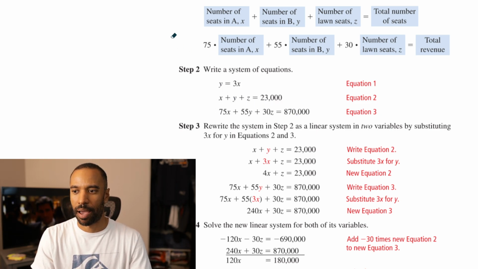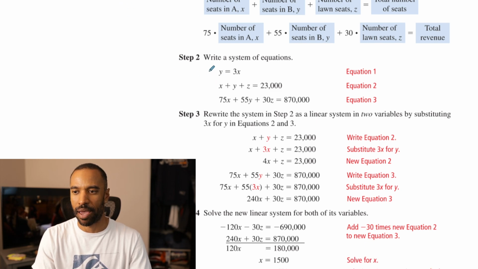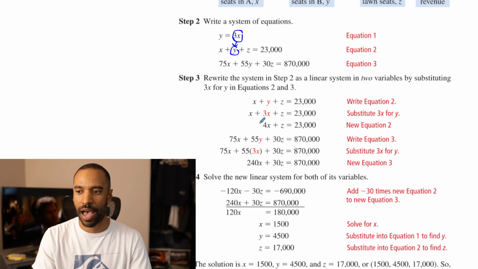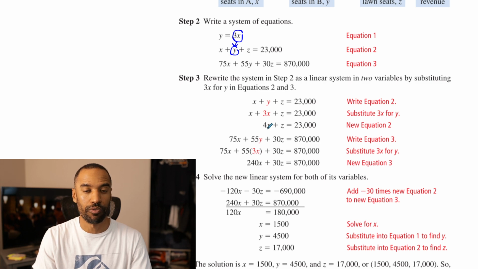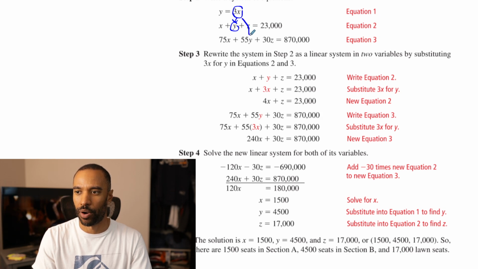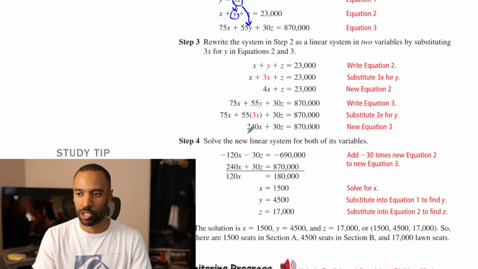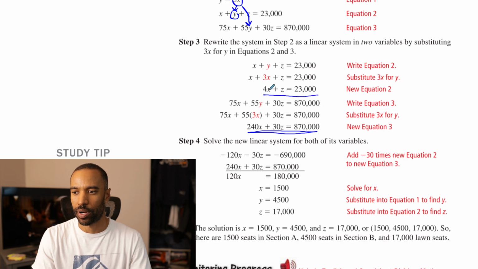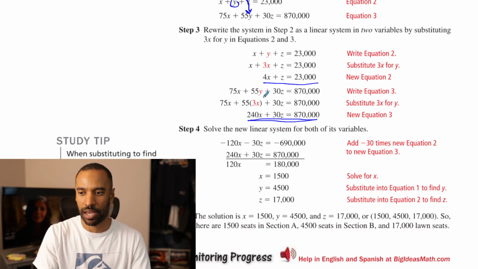Now, when I'm looking at this problem, I'm seeing an opportunity to solve using a different method, such as substitution. Because y equals 3x, you can substitute 3x for y, and it looks like they're actually going to do that here as well. So 3x takes y's place here, and now you have an equation that says 4x plus z equals 23,000. That is a two-variable single equation. You can now substitute 3x into another equation, such as the bottom one, and re-express that. So this is solving using substitution, at least initially. So you have 4x plus z equals 23,000 and 240x plus 30z equals 870,000.